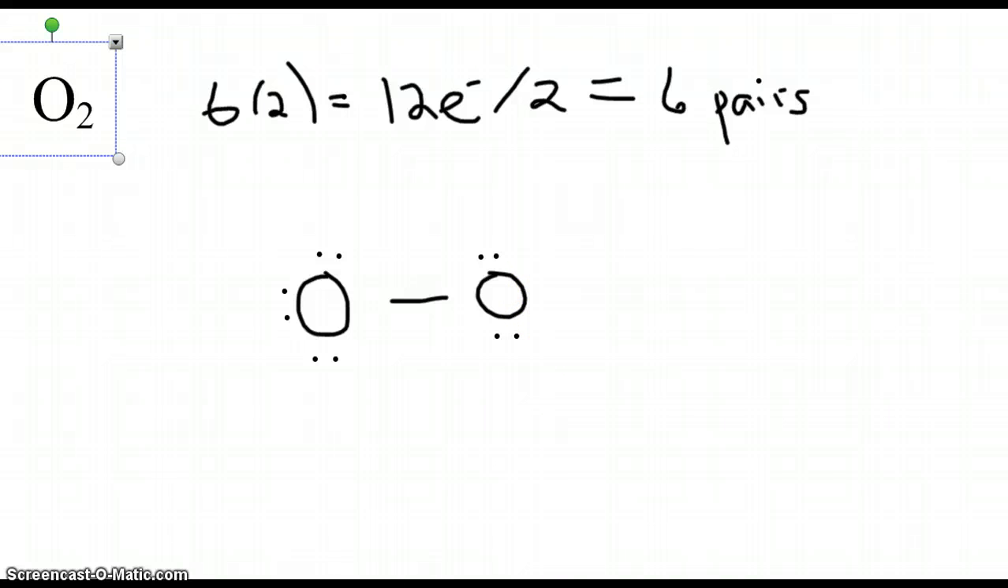So what I'm going to do is remove a pair and share. So if I take a look at this, 1, 2, 3, 4, 5, 6, I've used my 6 pairs. This oxygen has 8 electrons and this oxygen has 8 electrons.